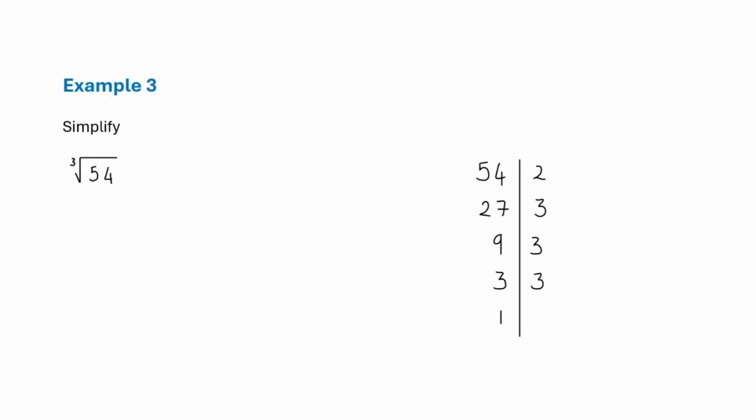Remember, the index of the radical tells us the size of each complete group. This time, the index is 3, so each complete group must contain 3 of the same factor. Here we have one complete group of 3's. The 2 stays on its own, so it remains inside the radical. We can now rewrite the expression as 3 multiplied by the cube root of 2. So the cube root of 54 simplifies to 3 cube root 2.